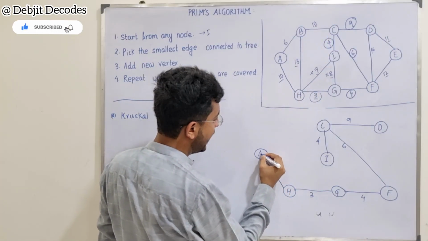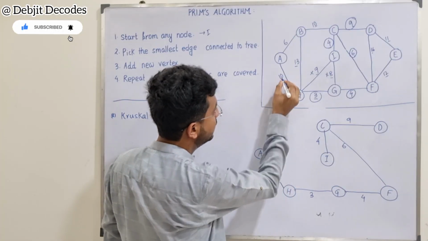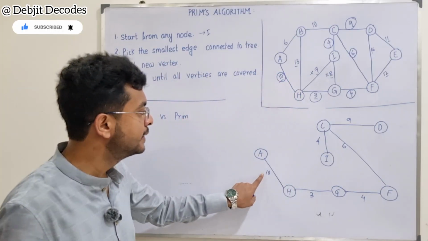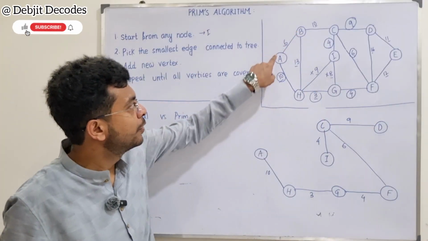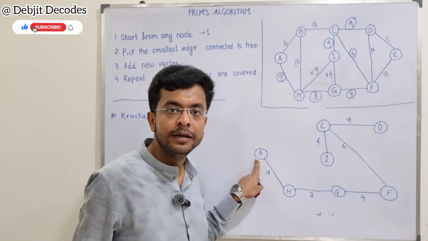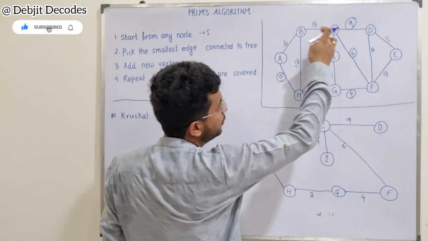What is the value? A, and this is 10. We have picked this 10. If we have picked this 10, we need to consider this as well, because it is coming out from A, because A is now included in the tree. So what is the next value? What is the smallest value between all these things?